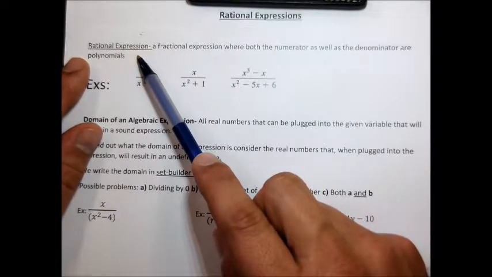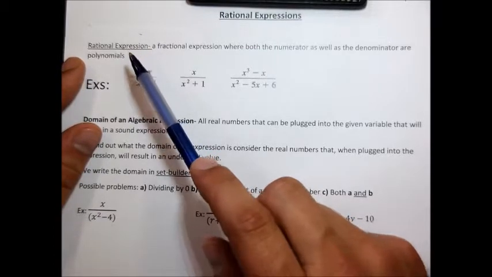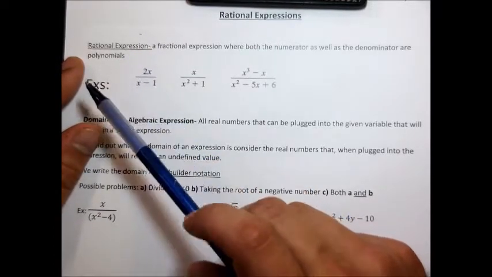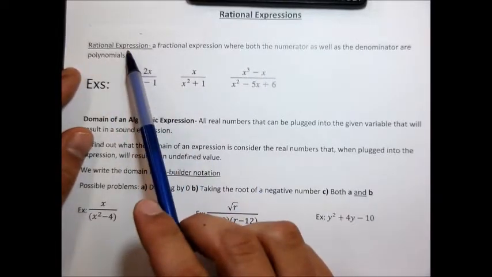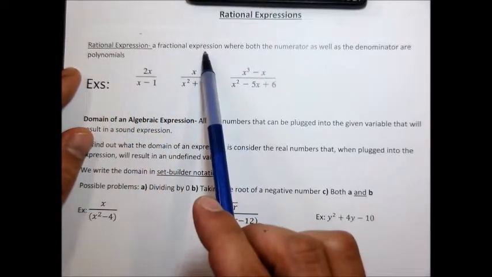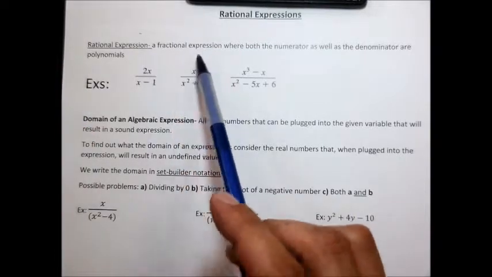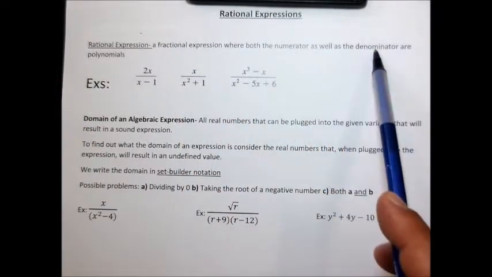Does anyone know what the word rational means in math terms? It kind of says it right here, but it doesn't mean clear thinking, like rational thought. It means fraction. So rational in the math world means fraction. And so a rational expression is a fractional expression specifically where both the numerator and the denominator are polynomials.